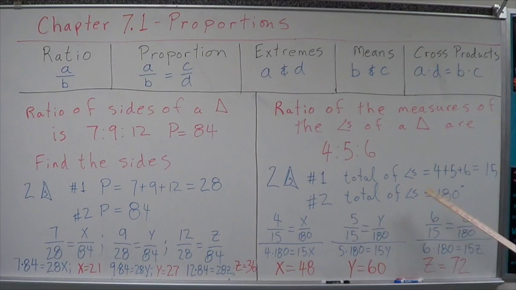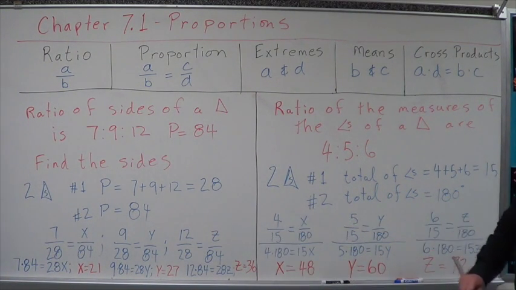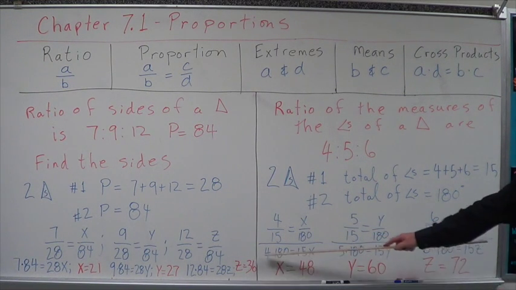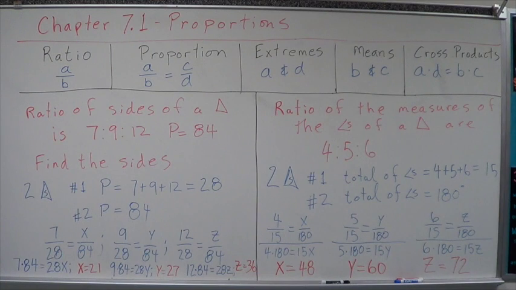Here's how this works. First angle is 4. Ratio of 4 is to 15. Part to total is x is to 180. Okay? This is our real one. Do our cross products. X equals 48.